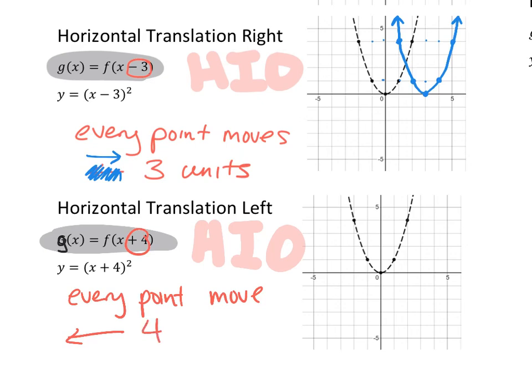How do you know it's going to be 4 units? Positive 4, because literally the number 4 is there. That's how we know how many. So we take all the points, especially the vertex, and we move it 4 units to the left. 1, 2, 3, 4, and that's where I draw the point.